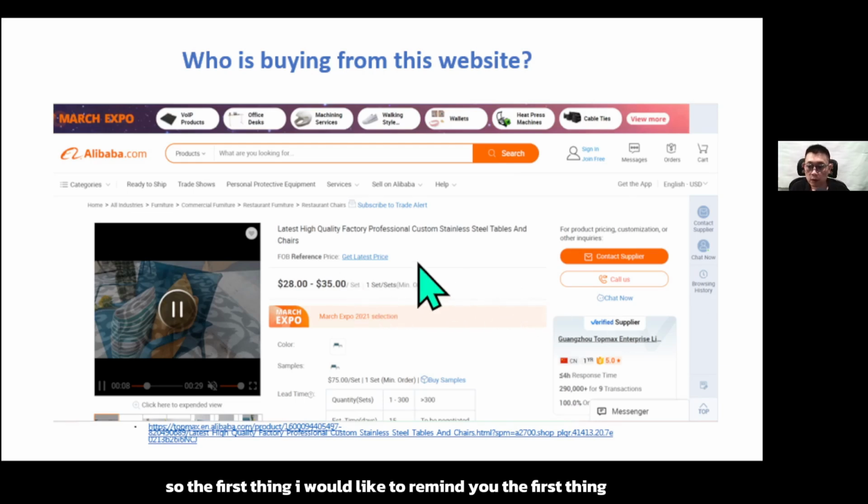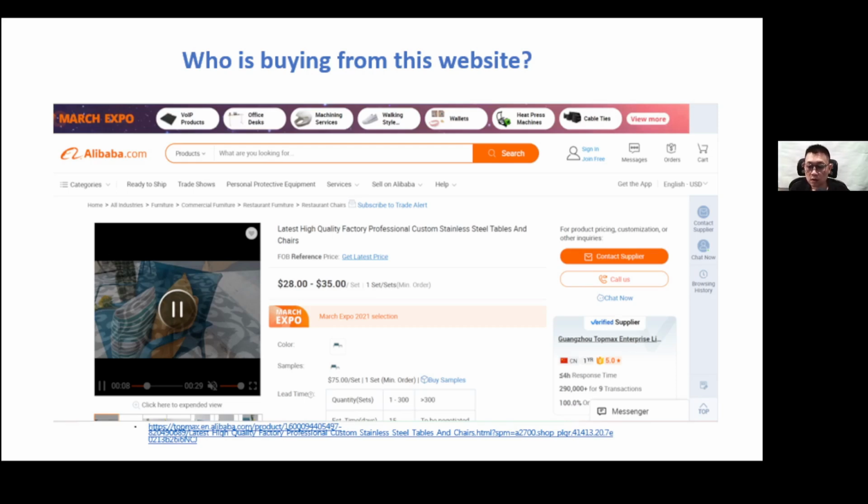So the first thing I would like to remind you, the first thing to learn cross-border e-commerce is to use it. Use it as a buyer. The first step is to use it as a buyer, and then you will be aware of the powerful service, and you feel excited when you receive the package from overseas for the first time, and buy a product you cannot buy in your country, or buy the same product with a much lower risk and lower price.